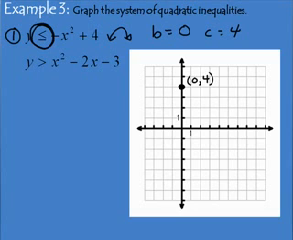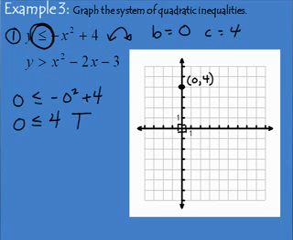And so let's go ahead and test a point that'll be inside that parabola. Since my vertex is up here at (0, 4), I know already that (0, 0) is going to be inside that parabola. So I'm just going to go ahead and test (0, 0) and see what happens. So I get 0 is less than or equal to the opposite of 0 squared plus 4. So 0 is less than or equal to 4. And that's a true statement.